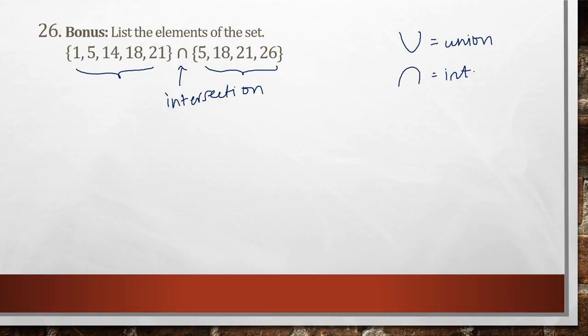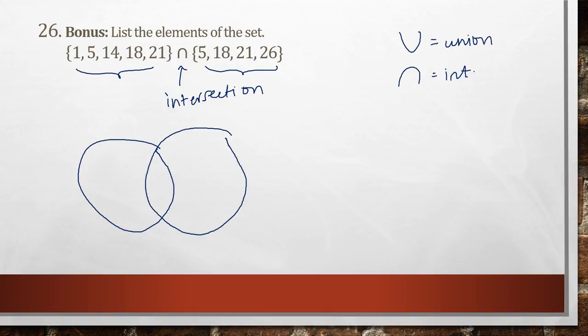So one way to do this is you can draw actually a Venn diagram if you'd like. Sometimes that's a little helpful. So we're going to go ahead and list these out. These are actually in a nice order. They're all increasing, so we can easily see which ones are contained in both.